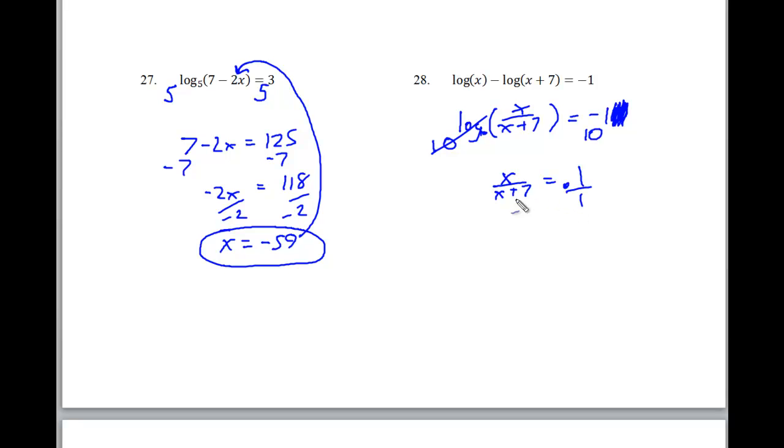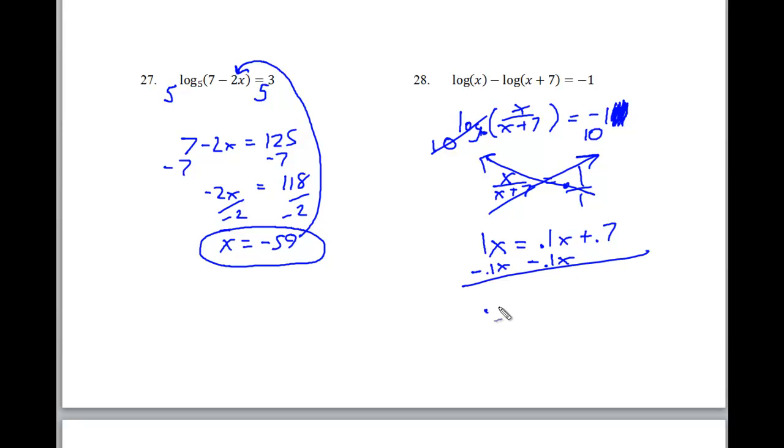From here, we're going to cross multiply, or multiply both sides by x plus 7. So that gets multiplied over there, and x times 1 gets multiplied. So now I have x, or 1x, is equal to 0.1x plus 0.7. Subtract the 0.1x from both sides here. And 1x minus 0.1x, or a dollar minus a dime, is 90 cents, 0.9x. And that's equal to 0.7. Divide both sides by 0.9. Sorry, x is equal to 7 ninths, or 0.7 repeating.